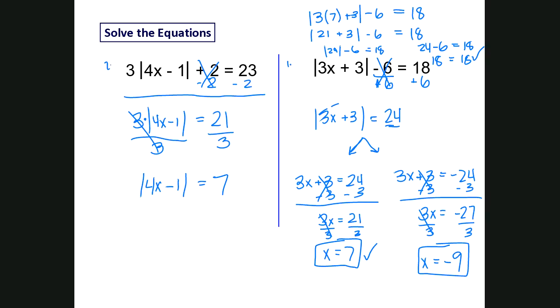Okay, so now I have my absolute value isolated. Once it's isolated like this, then I make the 2 equations. So I have 4x minus 1 equals 7, and 4x minus 1 equals negative 7. I want everybody to grab a pencil and solve both of these equations for me. Tell me what x equals when you do 4x minus 1 equals 7, and tell me what x equals when you do 4x minus 1 equals negative 7.